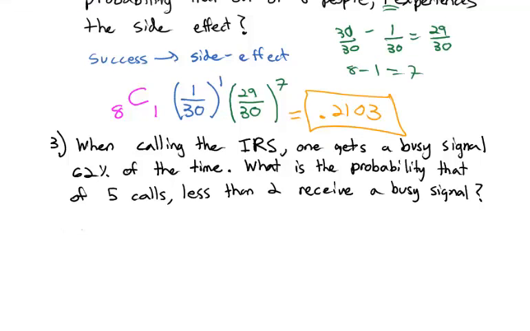Making sure we know exactly what we're asking here, less than 2. That means we want to know the probability that there is 1 or 0, less than 2. It's also important to note that these are mutually exclusive. You're not going to have one receive a busy signal and none receive a busy signal at the same time. They're mutually exclusive. There's no overlap. So basically what we can do is we will look at the probability that 1 gets a busy signal and add it to the probability that none get a busy signal.